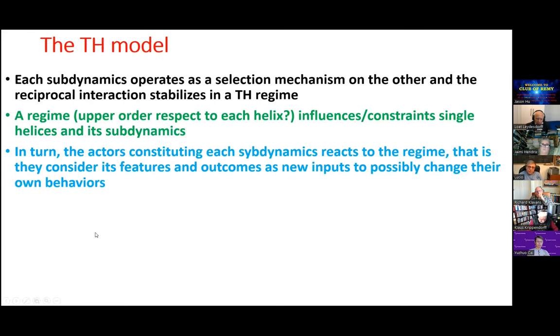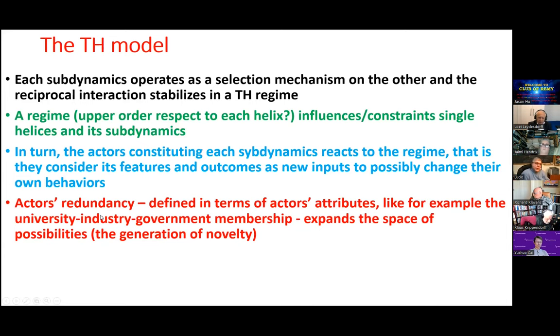Then what is the triple helix model, specifically in Loet's book, doing? The idea is that actors' redundancy, which is defined in terms of actors' attributes, like, for example, just being part of the university or industry or government, is supposed to expand the space of possibilities. So it is the generation of novelty.